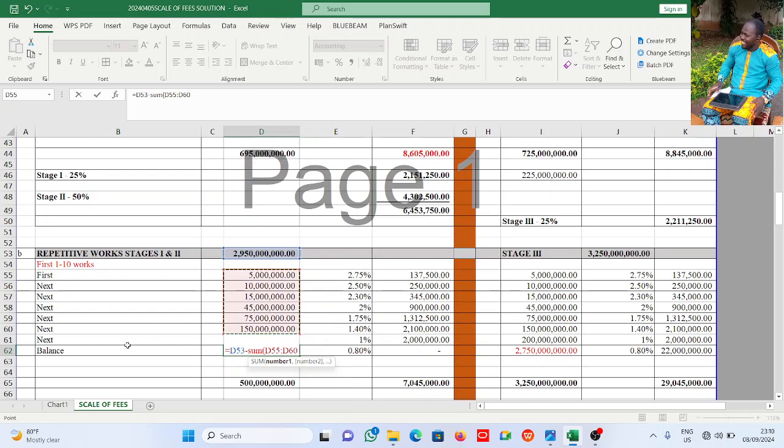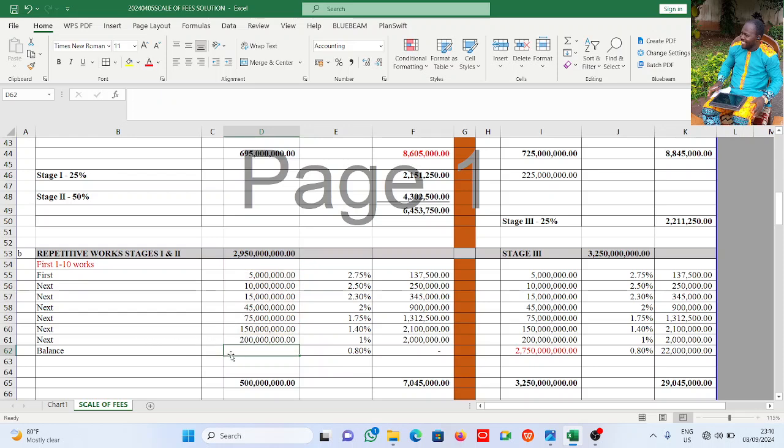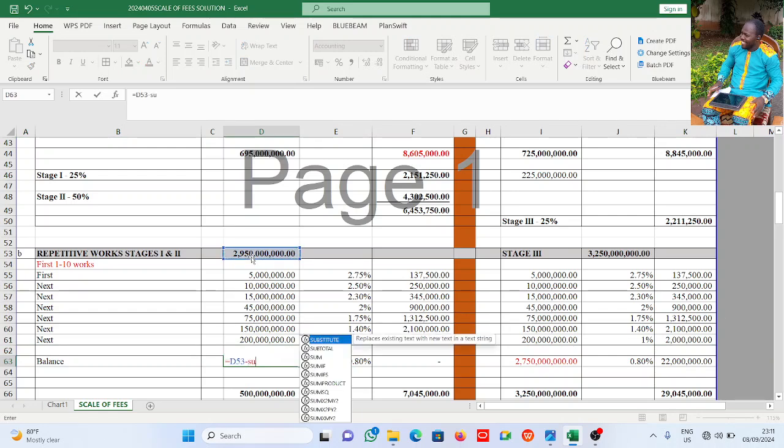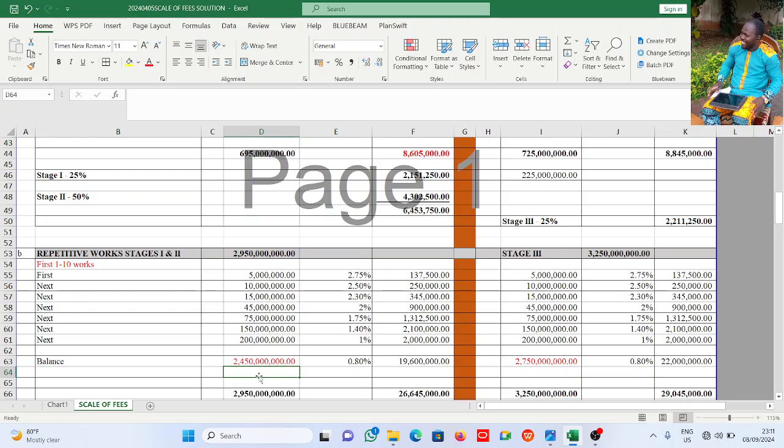The last amount is not coming out. Oh, what do I do? Okay, let me put a temporary space here so that I can achieve that. So this is 2.95 billion less summation of this. All right, so we know how to do it, so I don't have to be doing that all the time. All right, so this is it.